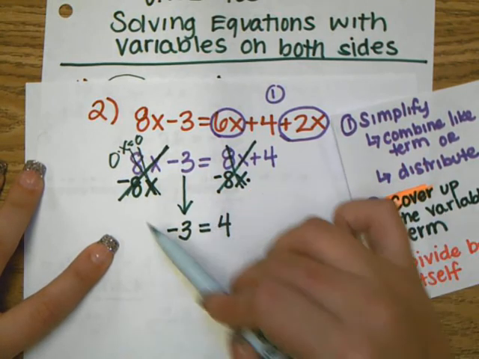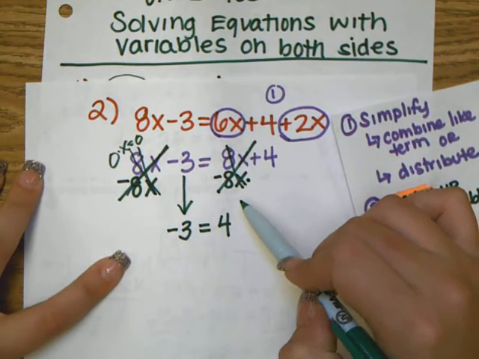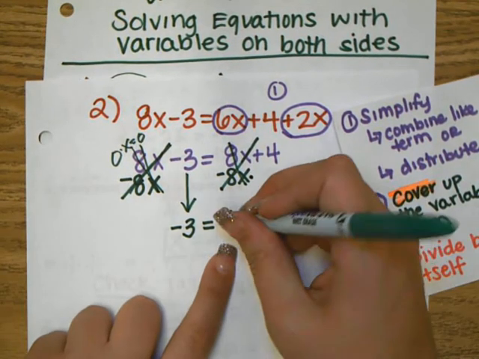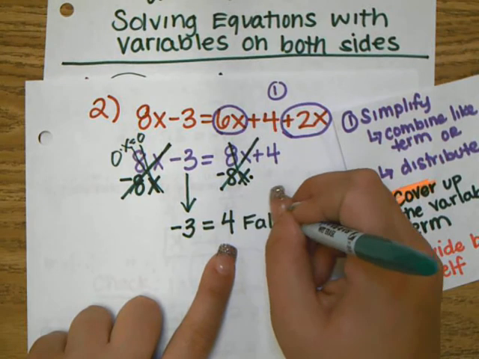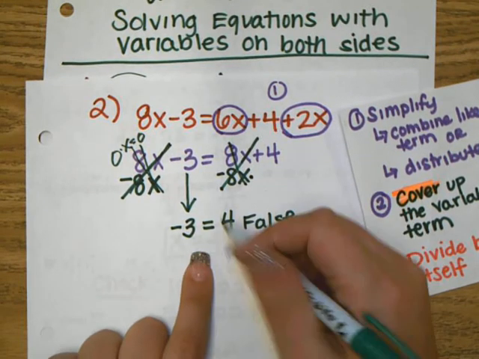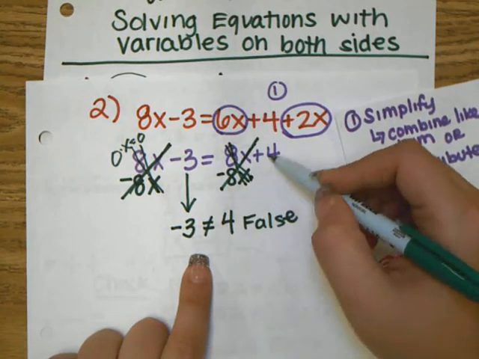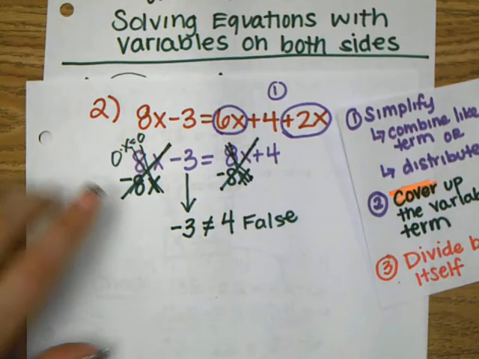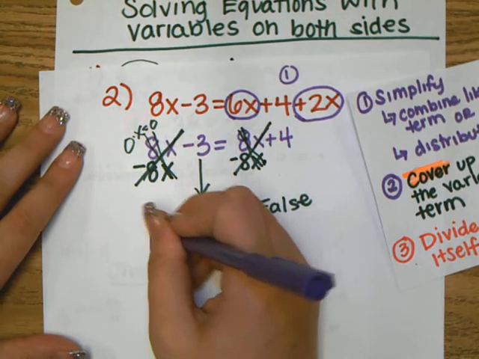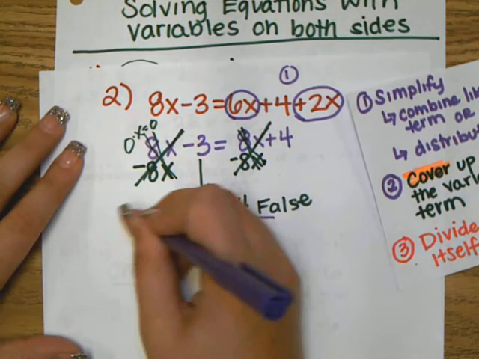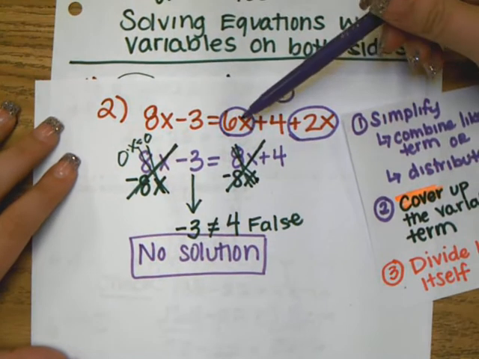It's not x equals 4. It's not x equals negative 3. The x's canceled out. They went away. When this happens and what you're left with is false, this is not true. Negative 3 does not equal 4. So when the variables disappear and what you're left with is false, it means your answer is no solution.